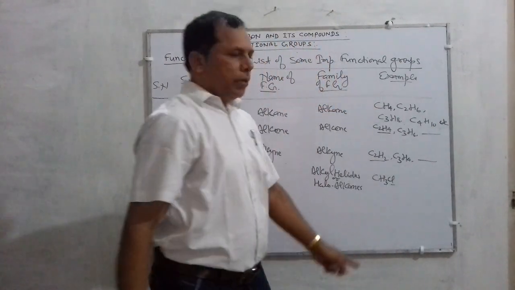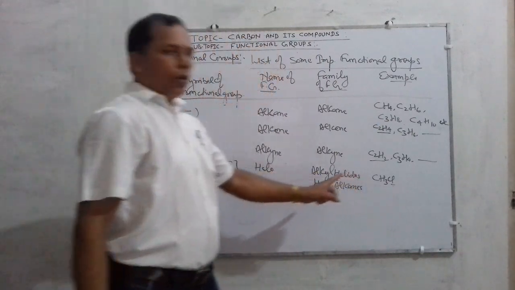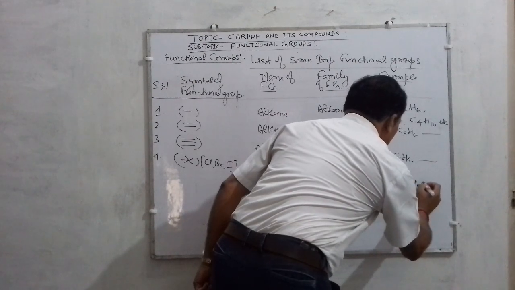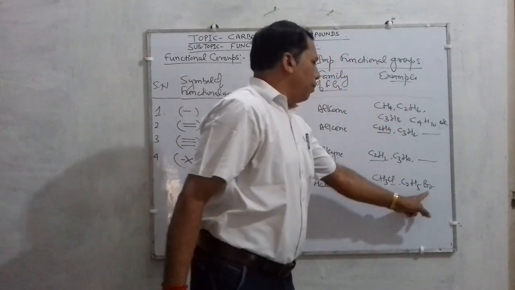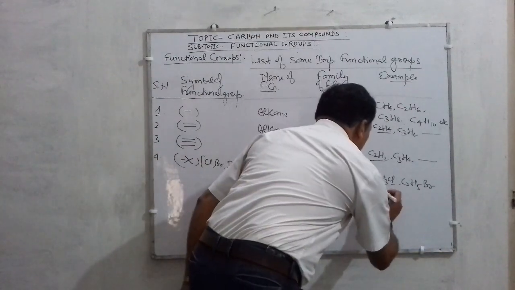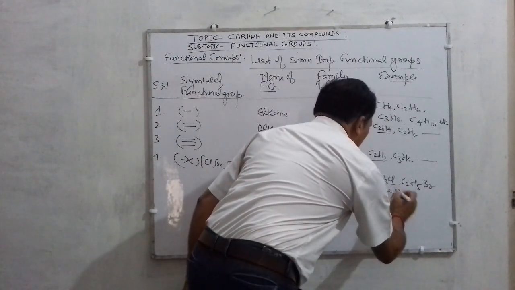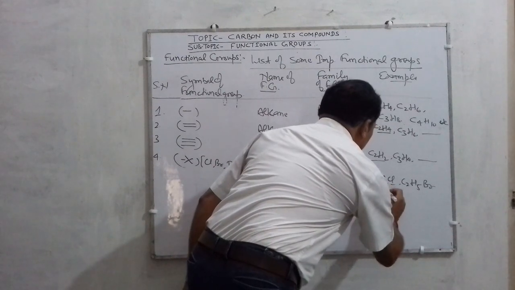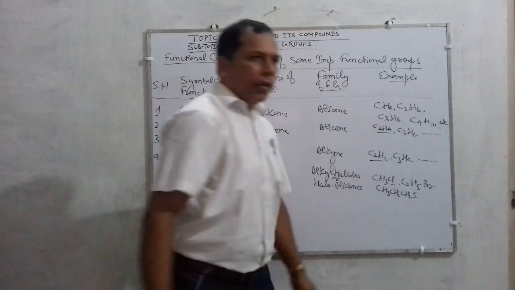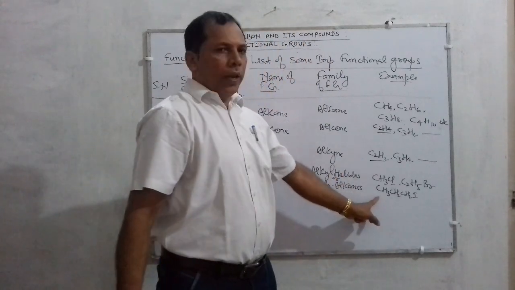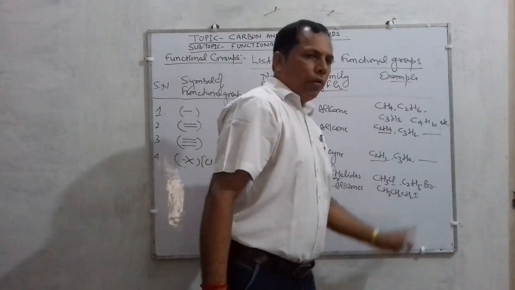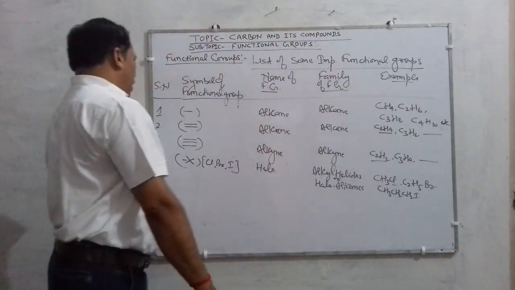CH3Cl. Name is methyl chloride or chloromethane. Similarly, you can write C2H5Br, bromoethane or ethyl bromide. One more example I am writing, C3H7I. This can be also written as CH3CH2CH2I. It is called iodopropane or propyl iodide. So these are the examples and names.